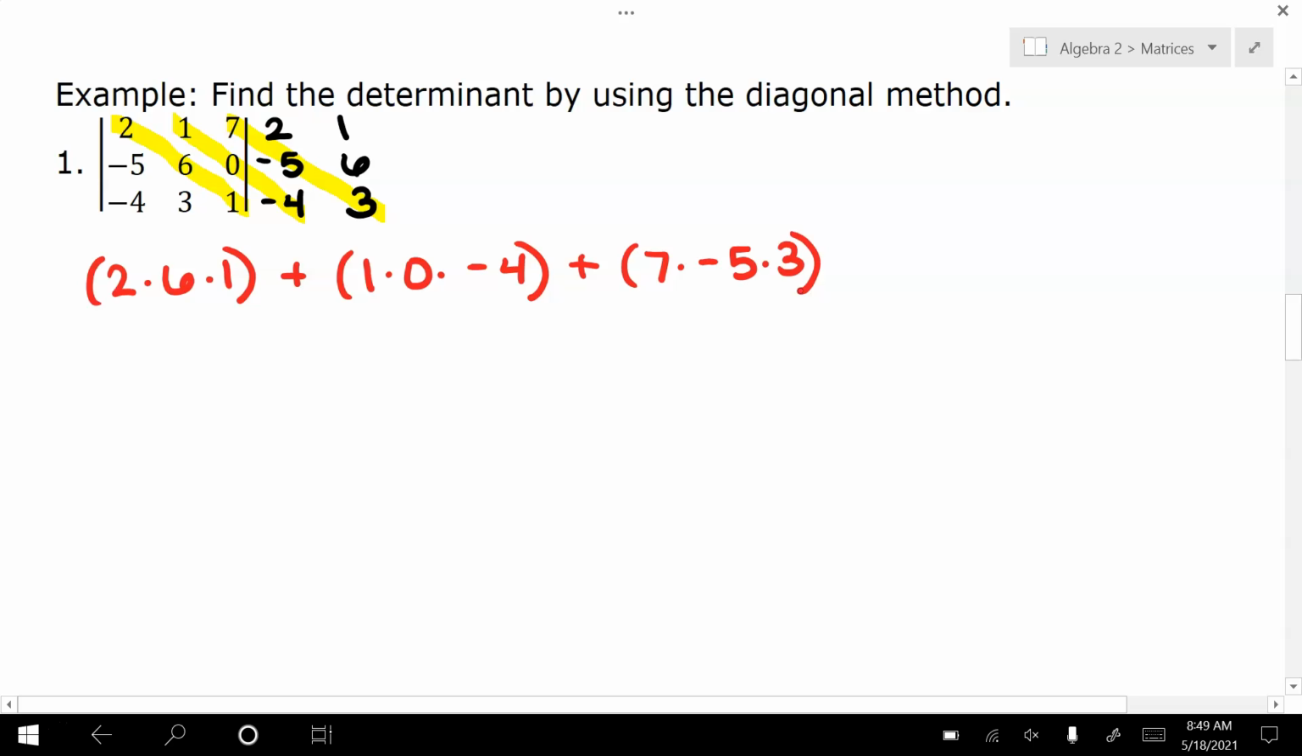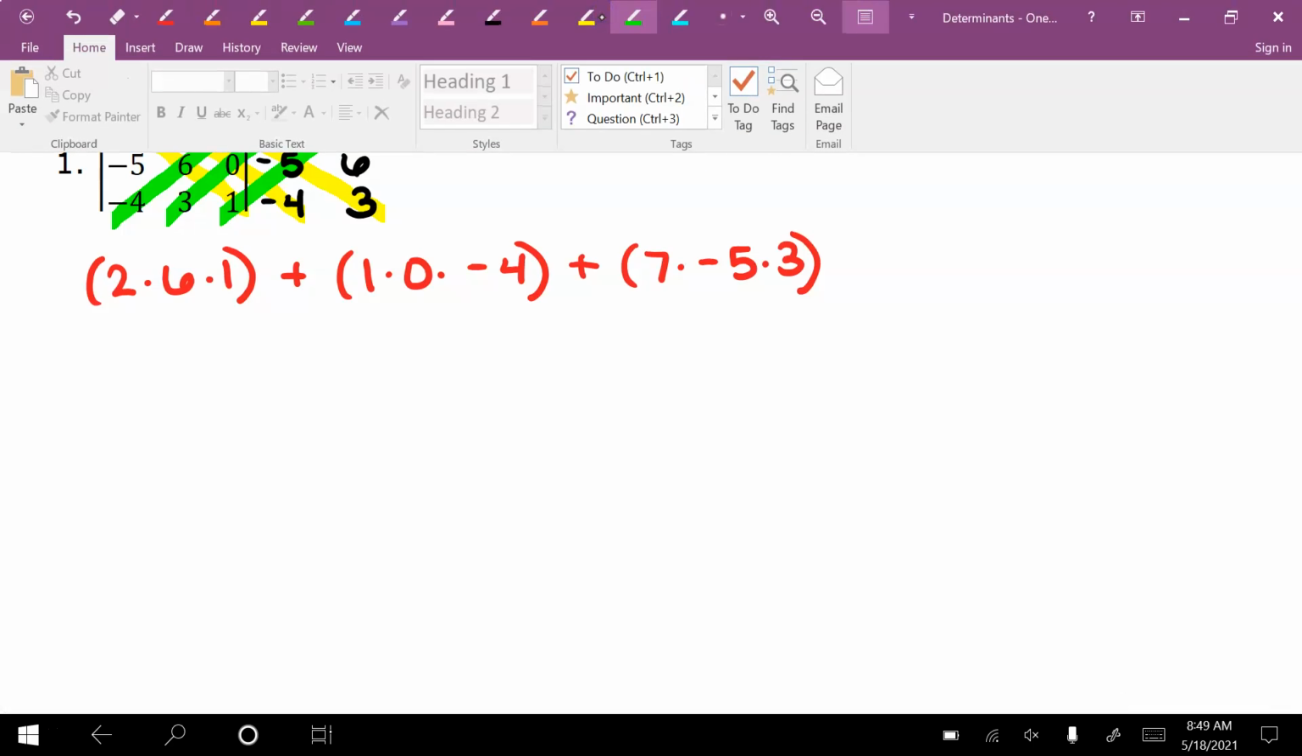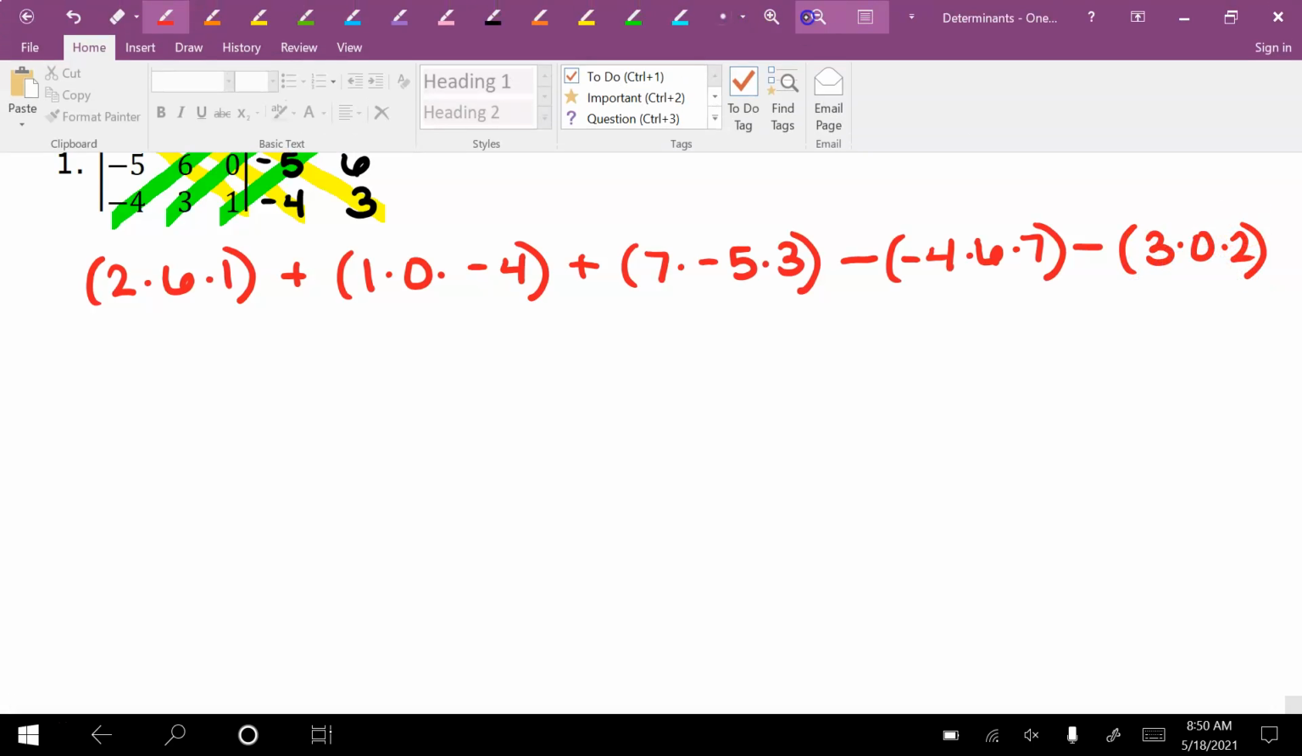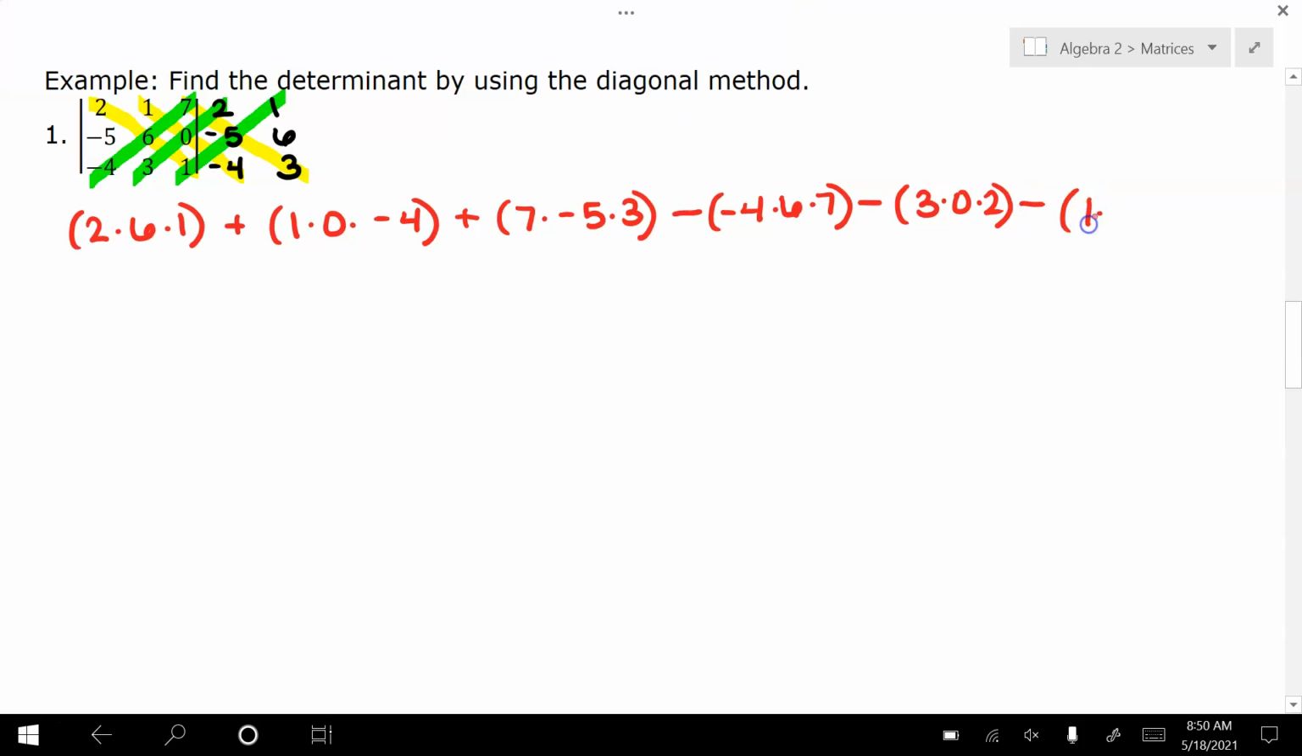Now we're going to switch our diagonals. I'm starting with the -4 in the bottom left-hand corner, and I'm going up to the right. What I highlighted in green there is my second set of diagonals. For this next set, we start with a minus sign in front of all of them. So minus -4 times 6 times 7, minus 3 times 0 times 2, minus 1 times -5 times 1.